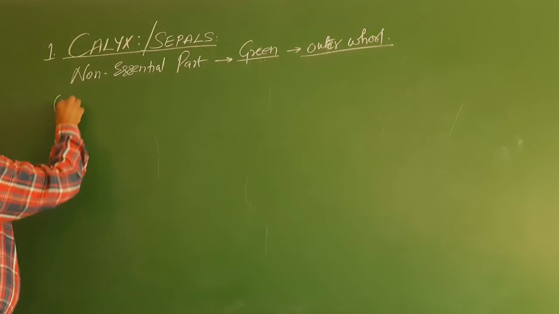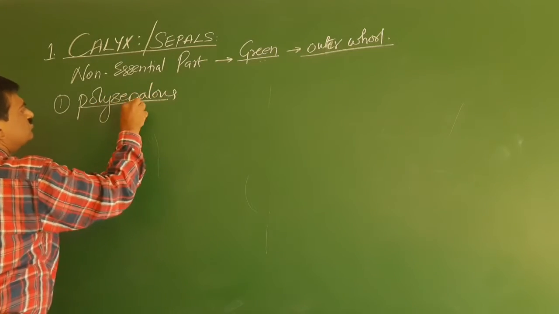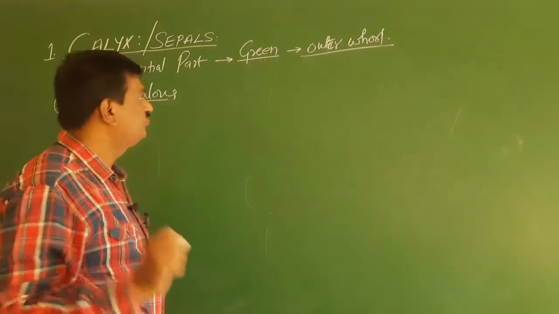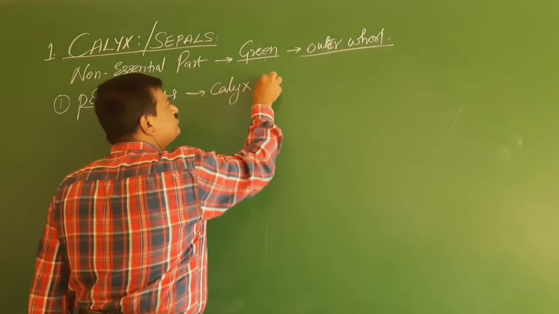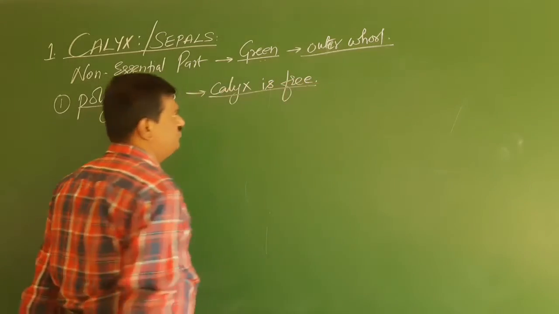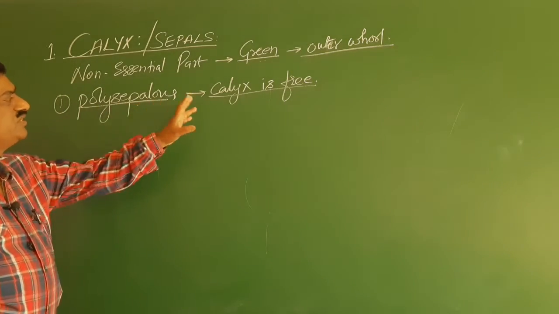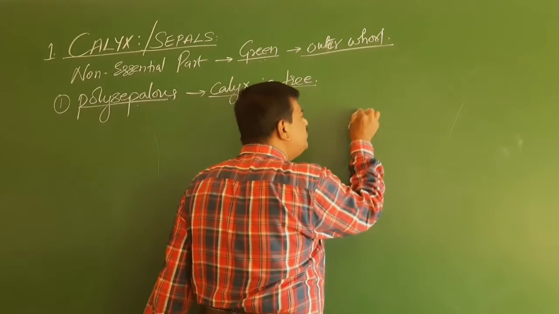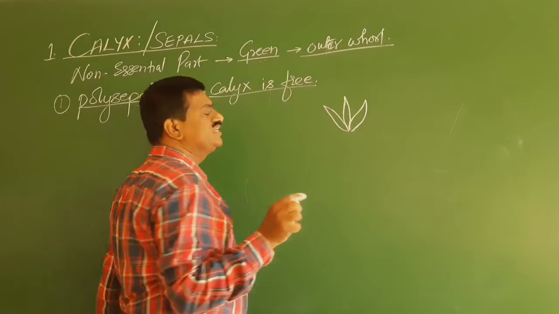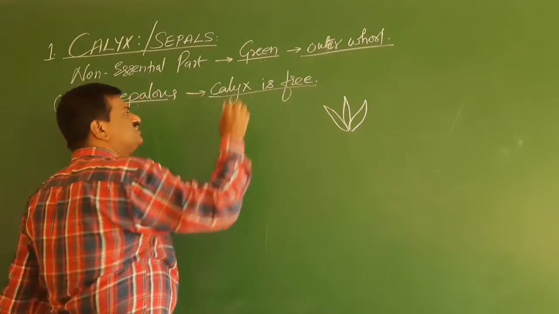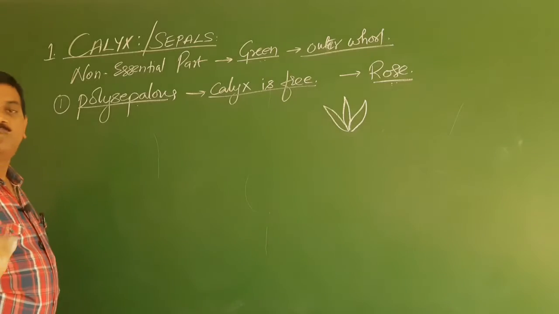The first one is called polysepalous calyx. Polysepalous calyx means here the calyx is free. Don't confuse. Here the word poly does not mean many. Poly means free. Here in polysepalous, the sepals are free, from the base they are not fused. So like this, the sepals are free, hence it is called polysepalous, and this polysepalous condition can be noticed in the rose.